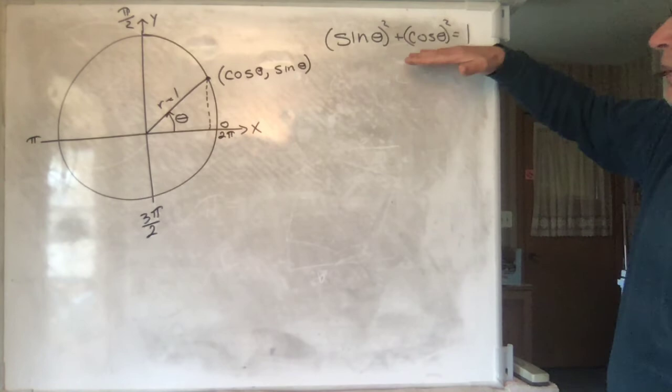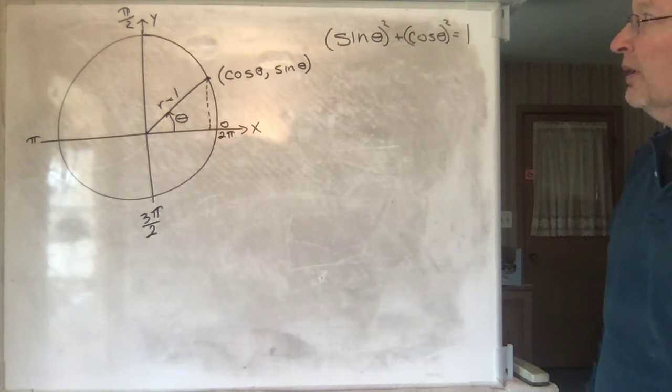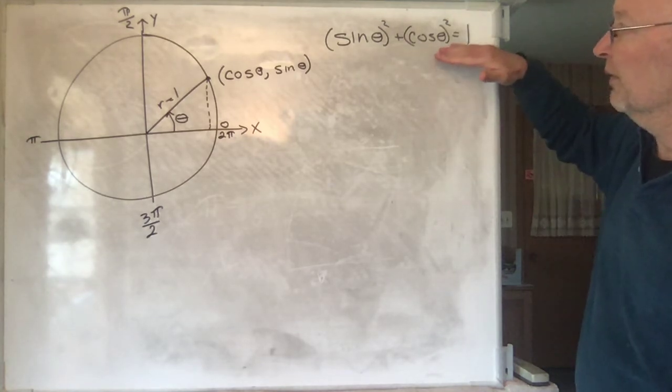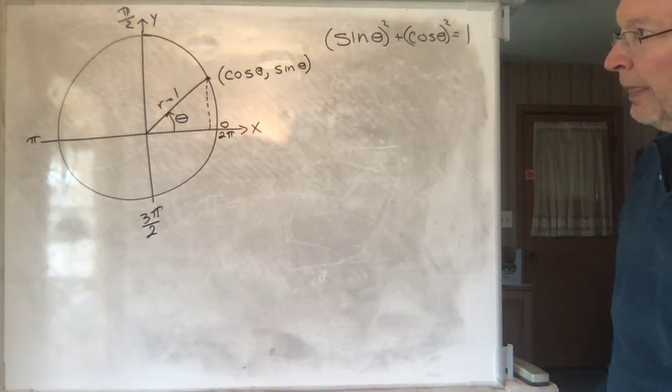Very important property. Maybe the single most important property. Well, I don't know, there are several of them, but it is a very, very important property of sine and cosine. Here's another one.